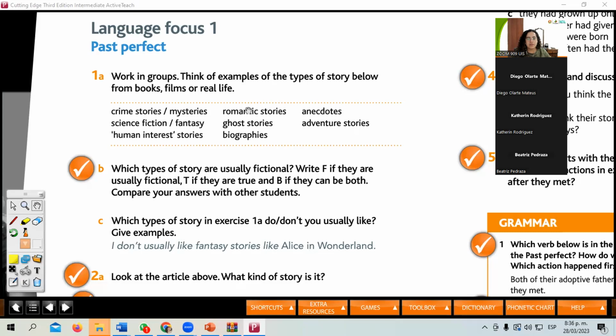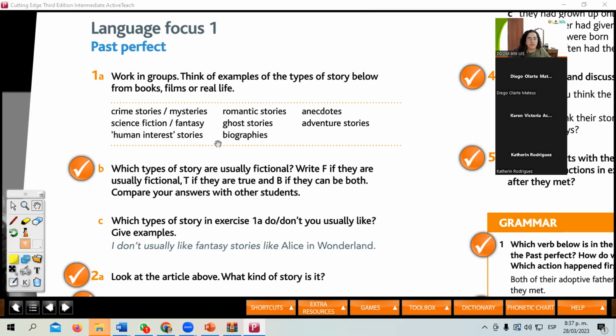Karen, for romantic stories, what do you think? Teacher, I don't know. About the stories, the movies that you have seen, Titanic, Romeo and Juliet, all of these movies, what do you think? Are they real, true, or fictional? Fictional. Yes, we would say most romantic stories are fictional. For next category, ghost stories. Fiction, miss. You think fictional? Yes. All right.